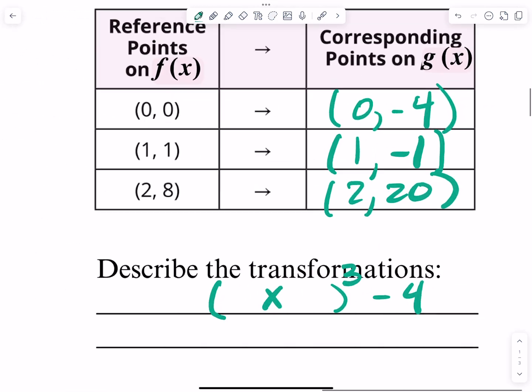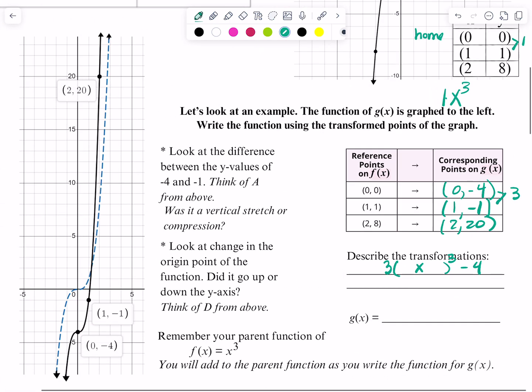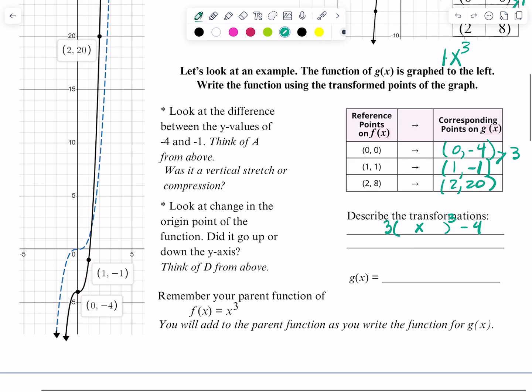So what we're going to do here is determine the difference from here to here. This is a multiplier. It should have only gone up 1. How much did it go up? It went up 3. That is your vertical stretch. Your vertical stretch is 3. And I know it's positive because the graph has the same orientation, it goes this way. We are done. Your equation is going to be 3x cubed minus 4. G of x is that.